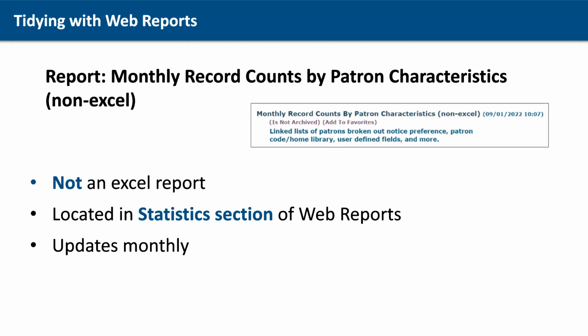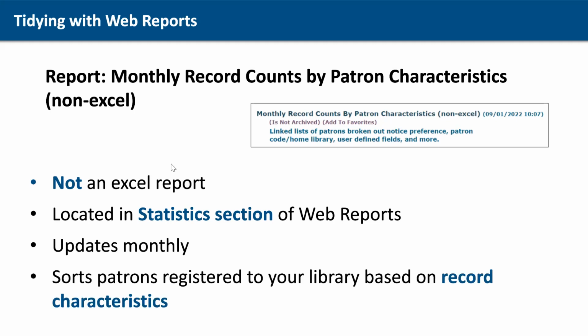And what this tool does is it takes patrons registered to your library and it sorts them based on certain patron record characteristics. And you'll see things like patron code, statistical class, the ILLRB library code, and even patron notice delivery option. So while it was mostly designed for gathering statistics, so you can see how many of your patrons use email reports versus how many use phone reports, it's also a really helpful tool for cleanup.